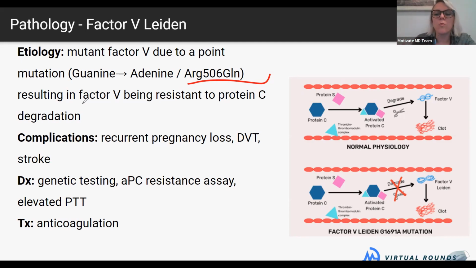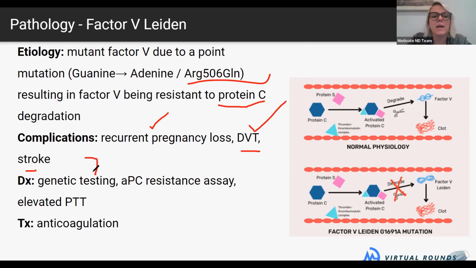I'll point this out when we get to the coagulation cascade again, but protein C helps to break down factor V. So if we have a factor V that is mutant and is not recognizable by protein C, it won't get degraded at all. That's a problem. That causes clotting, so that causes a hypercoagulable state. This is a genetic thing, as you guys talked about. This can lead to things like recurrent pregnancy loss, DVTs, which our patient had, and things like stroke.